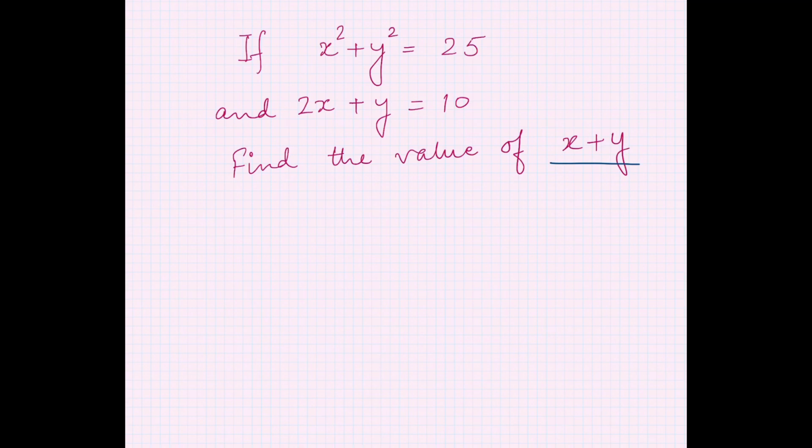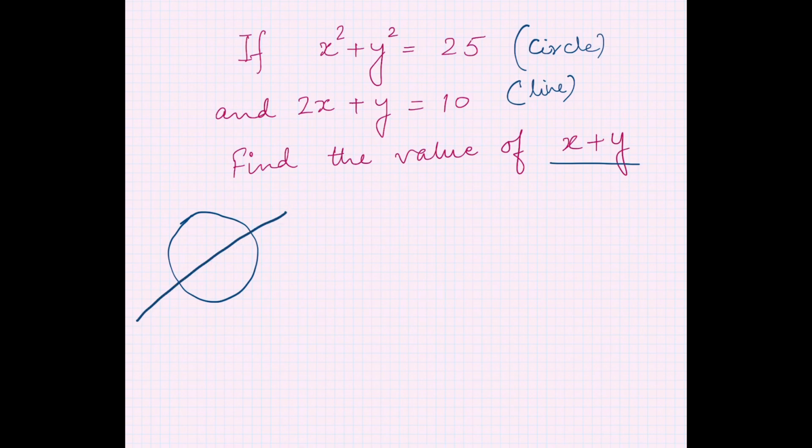Alright, so let's see first. x squared plus y squared is the equation of a circle, and 2x plus y equals 10 means it is a line, right? So just from looking at the question, we can see that if we have an equation of a circle and a line passing through it, it is possible that there are two answers. Just to think before we start.